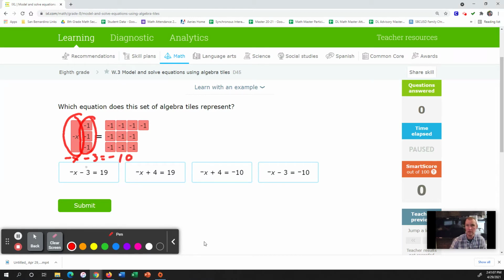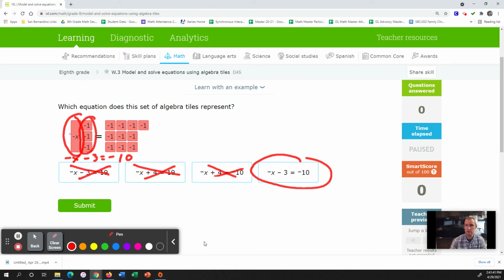So now I'm going to compare my equation with the ones at the bottom. Notice that negative x minus 3 equals 19 is very close, but that positive 19 is not correct. Negative x plus 4, I'm not sure where they got the plus 4 from, so that doesn't work. The next one is also negative x plus 4. Again, plus 4 is not part of the equation. And it looks like our very last equation, negative x minus 3 equals 10, is a perfect match. So we're going to go ahead and select that last equation.